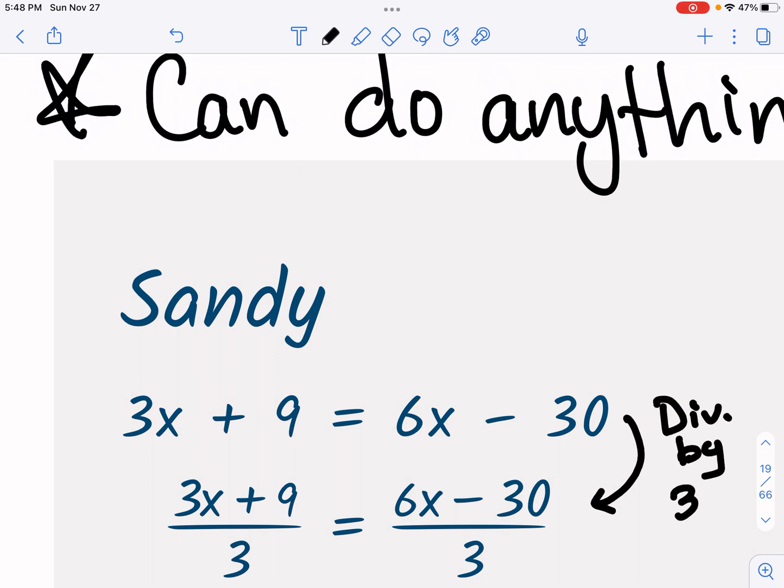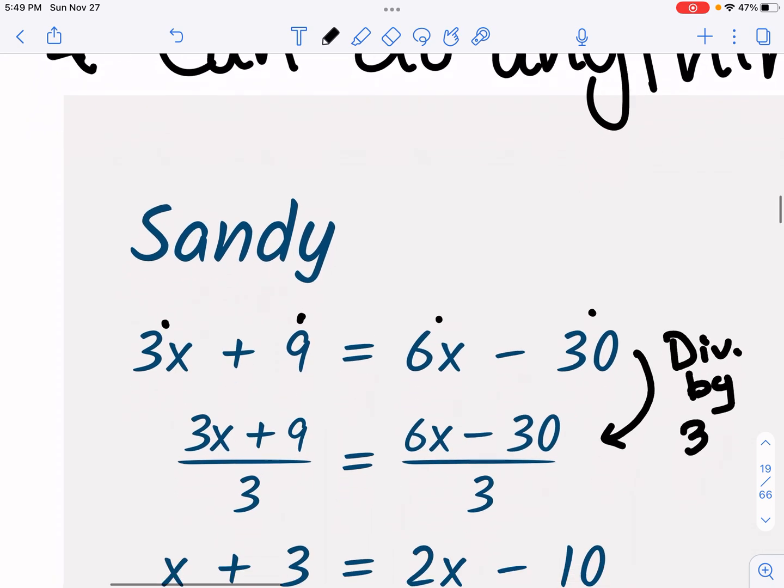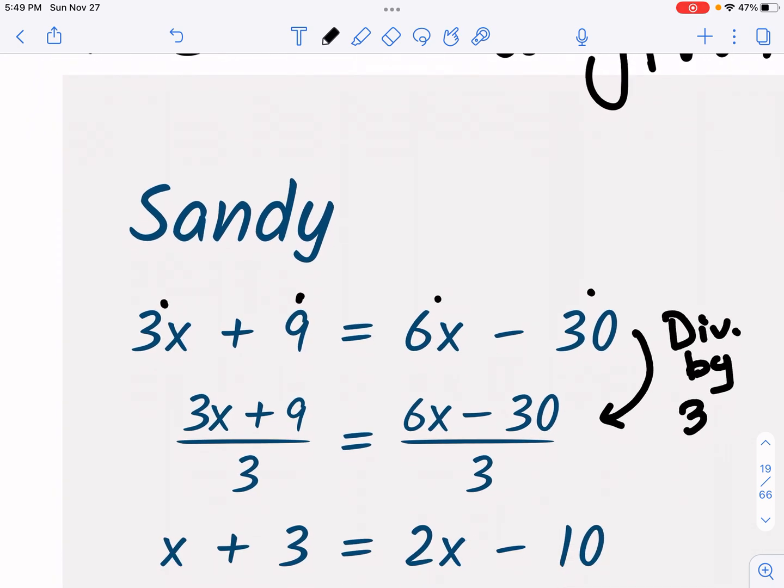Now she saw this because every single one of these numbers, the 3x, the 9, the 6x, and the negative 30, they're all divisible by 3. So you can divide everything by 3, and what's the purpose of doing that? It's because if you divide everything by 3, now you have an equation where we have smaller numbers. And I like to deal with smaller numbers. The bigger the numbers are, maybe the more mistakes I make.